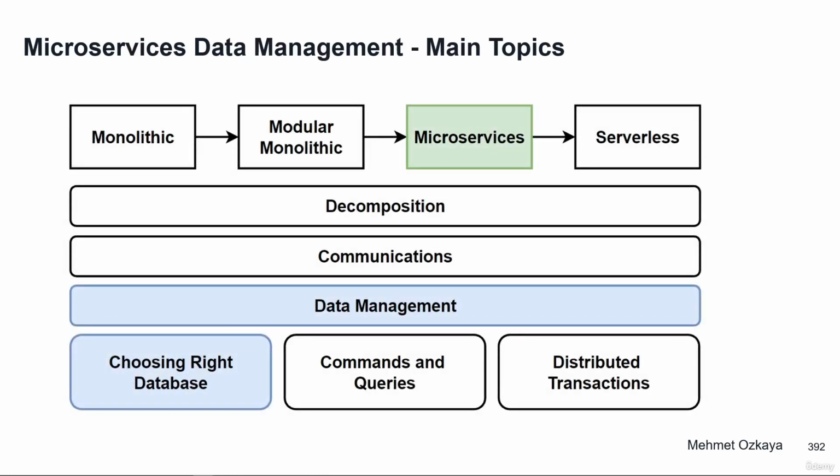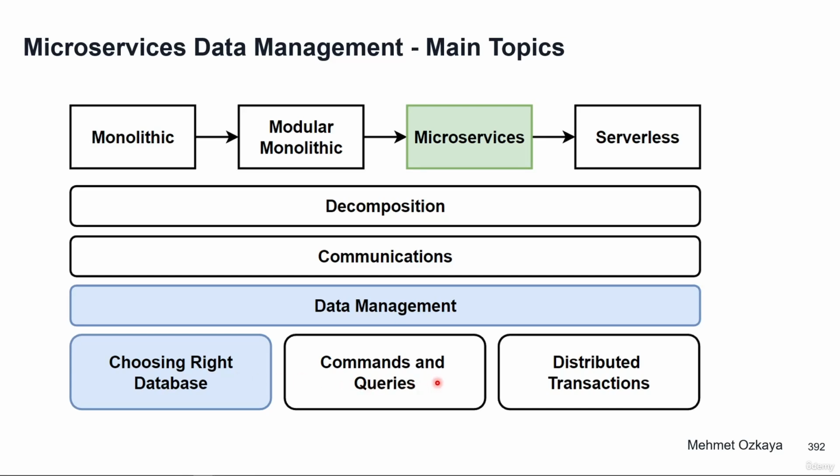We will discuss microservices data management divided into three main topics. The first one is choosing the right database, the second one is commands and queries, and the last one is distributed transactions. In this section, we will focus on choosing the right database. That means choosing the right tool for the right job. We will learn the CAP theorem, horizontal, vertical, and functional data partitioning, database sharding patterns, and so on.